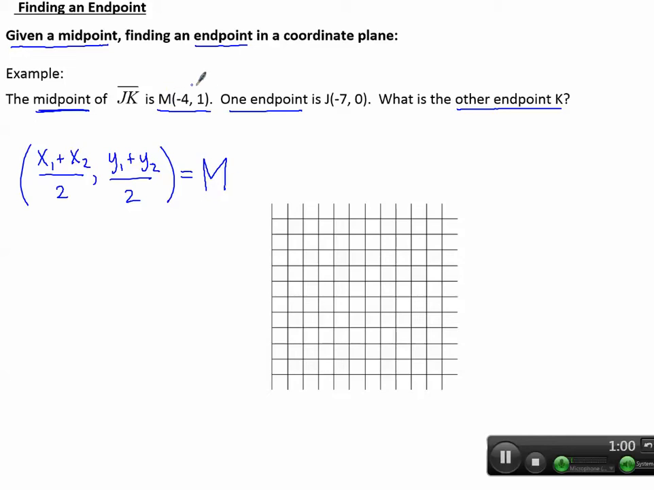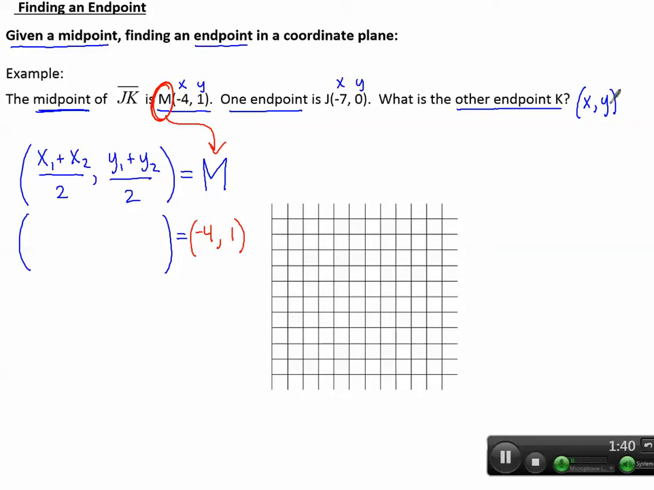Let's label point M with x and y and label point J with x and y. Now notice that this is M. That point goes here. M is -4, 1. This is only one of the endpoints. The other endpoint, K, right now, we don't know what it is, but I'm going to label the spaces x and y, because I know x goes first and y goes last.